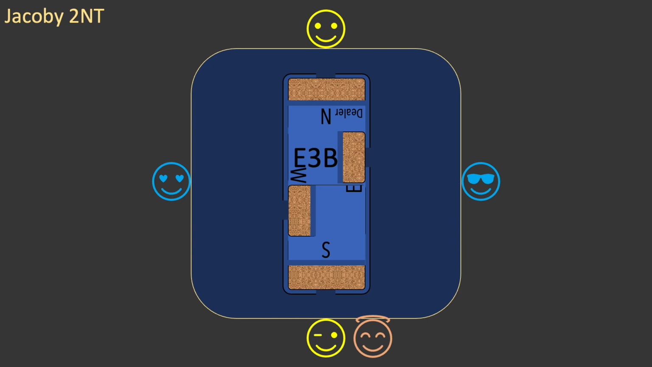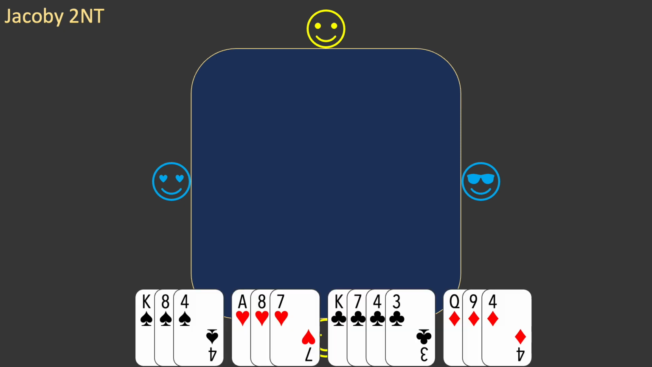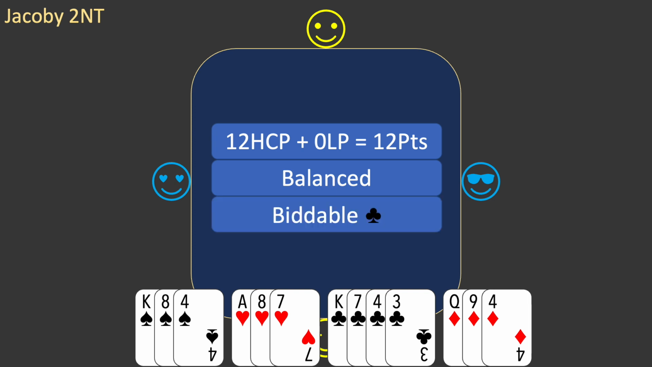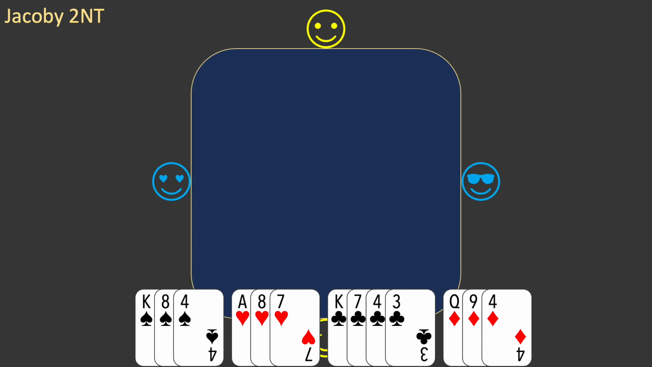This is board E3B. Partner is the dealer. Here is your hand. As always, you value your hand. You have 12 high card points and 0 long points, for a total of 12 points. You have no short suits, so your hand is balanced, and you have 1 biddable suit, clubs. Partner opens the bidding with 1 diamond, and East passes. It's your turn to bid.